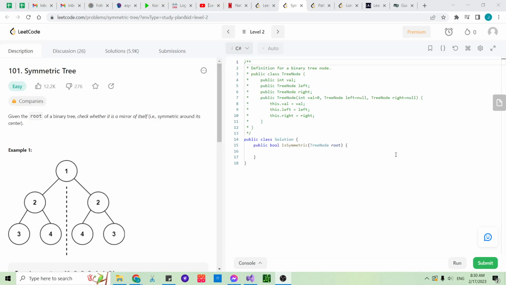Good morning. I'm gonna try an easy question here since I only have 30 minutes. So, okay, let's have a look. Okay, timer. Let's go. Symmetric tree.